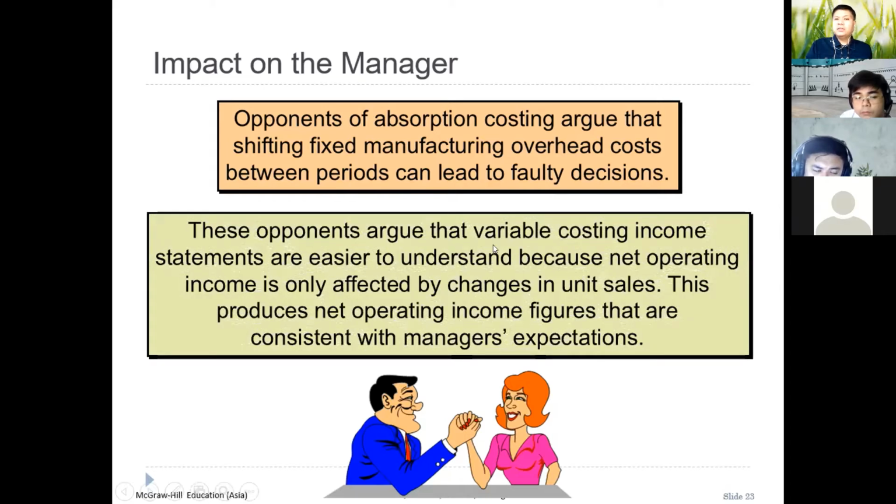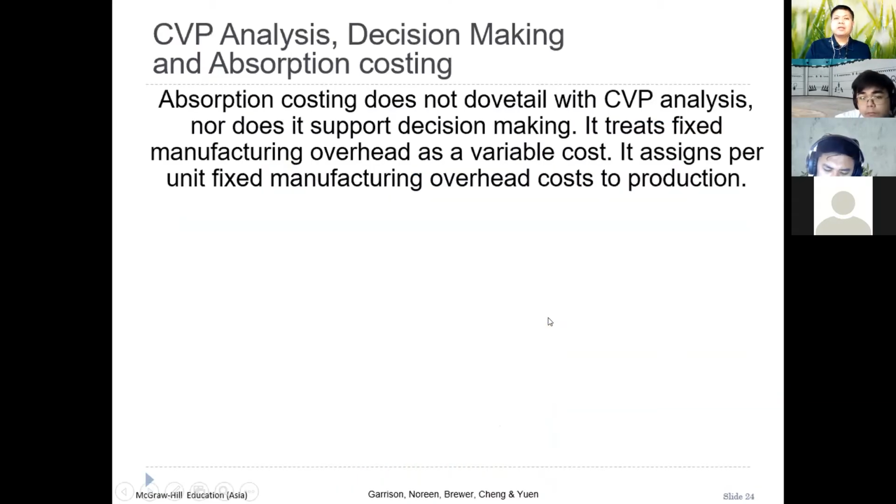These opponents argue that variable costing income statements are easier to understand because the net operating income is only affected by changes in unit sales. This produces net operating income figures that are consistent with managers' expectations. So those are the arguments.